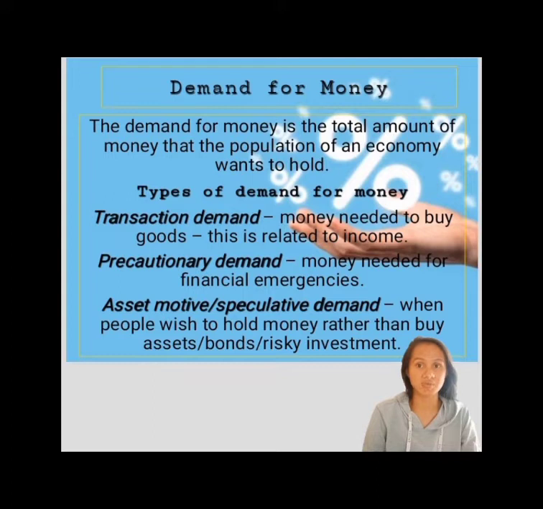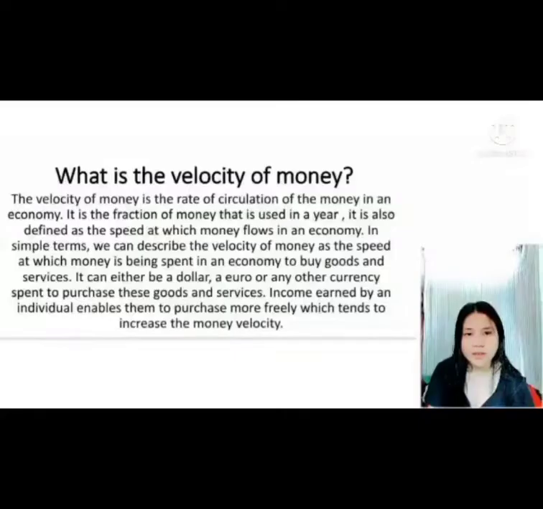Transaction demand is the money we need in our day-to-day life to purchase goods and services for our daily needs. Second is precautionary demand for money. It is the money we need for unexpected events or emergencies. The last one is the asset motive, or speculative demand. It is people's demand to hold money rather than buying bonds.